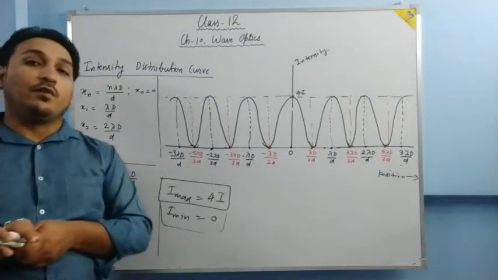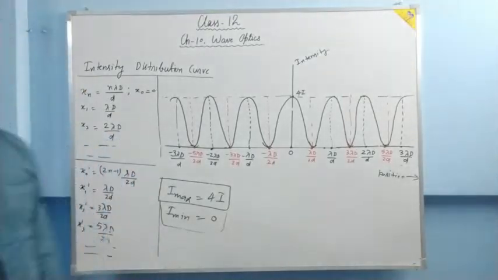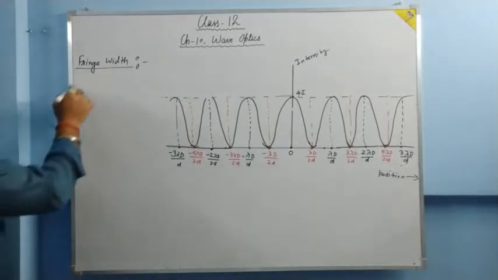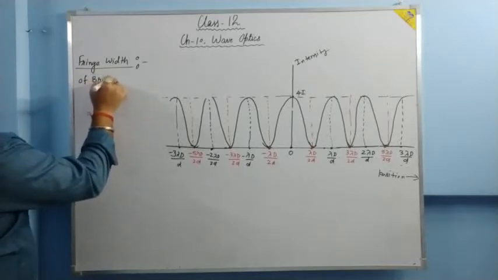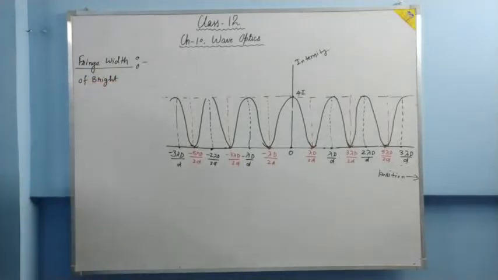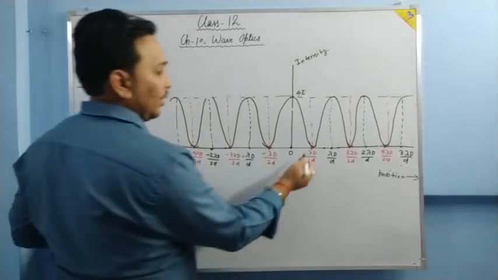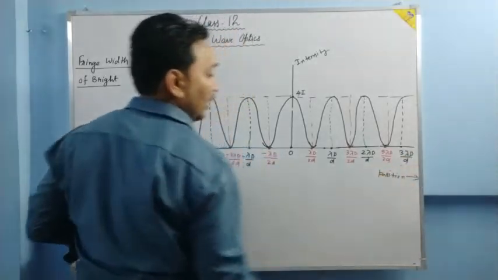So from this curve, we are going to find out the fringe width. What is the fringe width of maximum and what is the fringe width of minimum? Okay, let us understand fringe width, first of all, of bright. How the fringe width of bright is calculated, let us see. Where are the bright fringes formed? Lambda D by d, 2 lambda D by d, 3 lambda D by d.